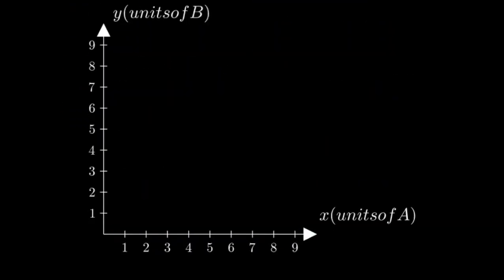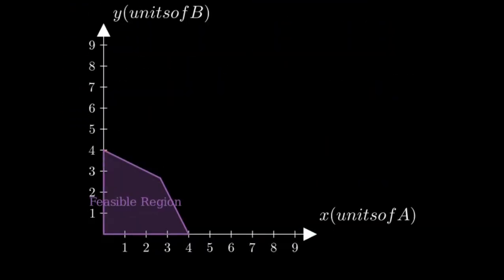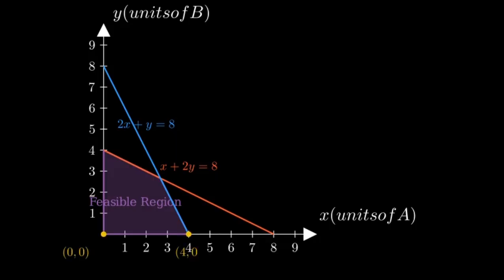Step 5, identifying the feasible region. The feasible region is the set of all points that satisfy all our constraints. This is the purple shaded region formed by the intersection of all our half planes. The vertices of this region are at (0, 0), the origin, (4, 0), the x-intercept of the second constraint, (0, 4), the y-intercept of the first constraint, and the intersection point of our 2 constraint lines.